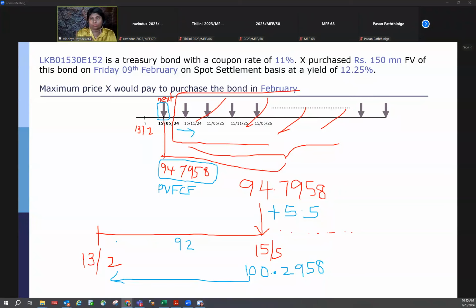Since we have calculated from the previous coupon date up to 13th February, can't we just deduct that amount from 5.5? You can't. Because that accrued interest is a separate adjustment, right? Here you're looking at what this cash flow is worth today. This 94 also has to be discounted over 92 days. And the 5.5 also has to be discounted over 92 days.